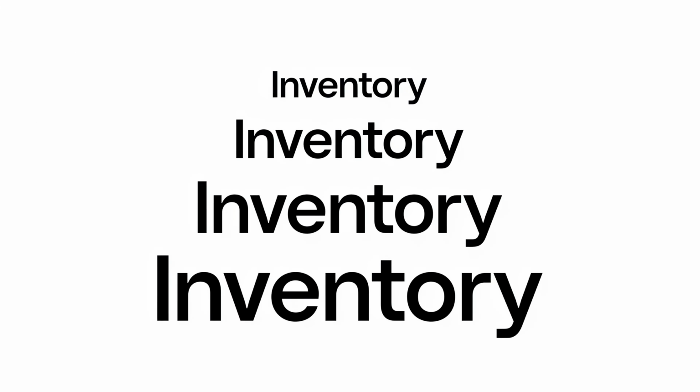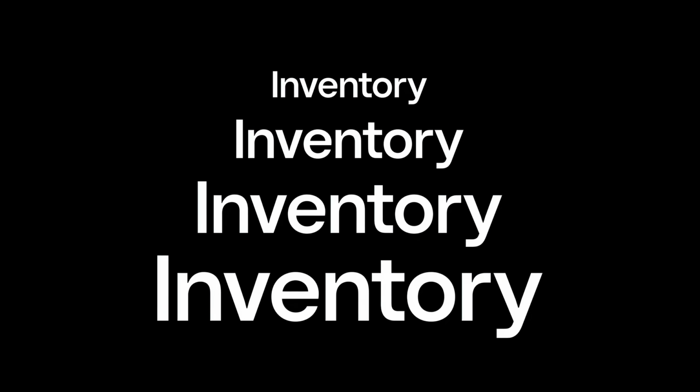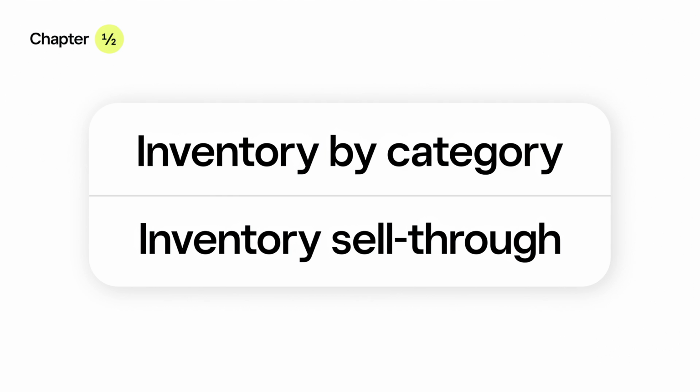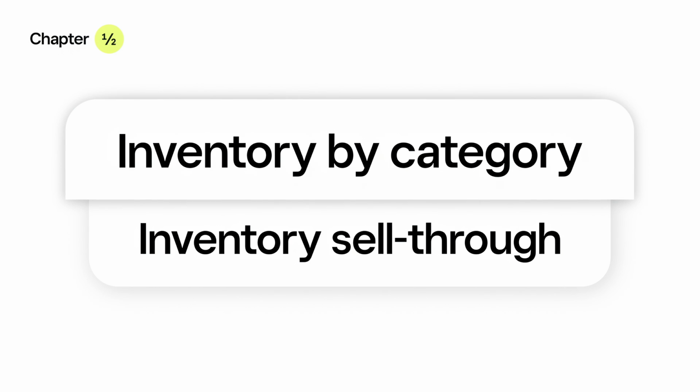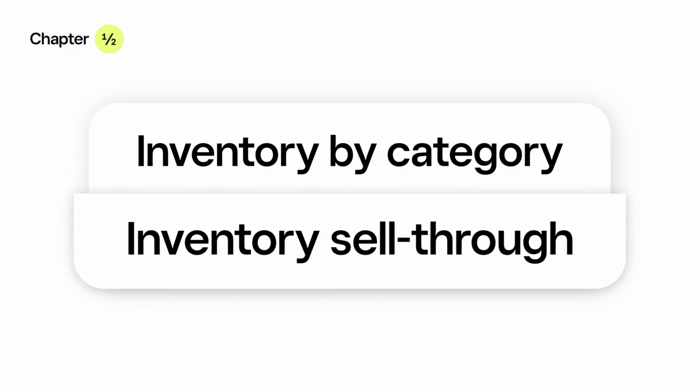As a retail business owner, understanding your inventory is key to your success. The Square for Retail Plus plan provides reports that give you a deeper look into your inventory performance. They tell you which items are selling well, so you know what to restock and when. Let's take a look at two reports available with Square for Retail Plus: inventory by category and inventory sell-through.